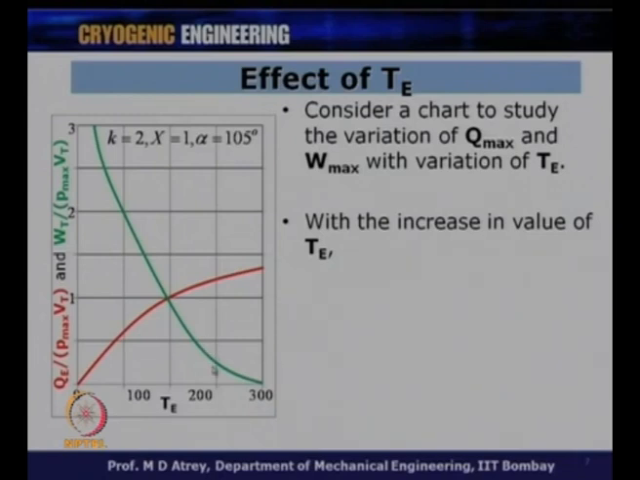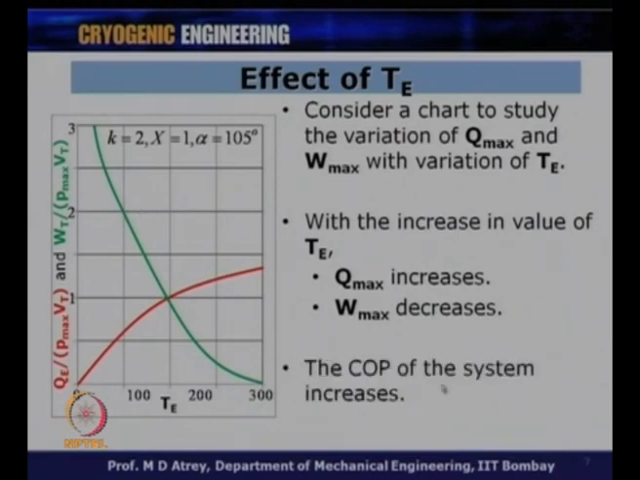So, if my cooler end temperature or the expansion space temperature increases, the cooling effect increases and the Wmax or the power input will decrease, thereby increasing the COP of the machine. I think this effect is very clear with the knowledge of refrigeration. For example, as the cold end temperature increases, the refrigeration effect will increase, at the same time power input will decrease. So, with the increase in the value of TE, let us summarize here: Qmax increases, which is seen by this red curve, and Wmax decreases, which is seen by this green curve, as a result of which the COP of the system increases, and this is obvious from this system.